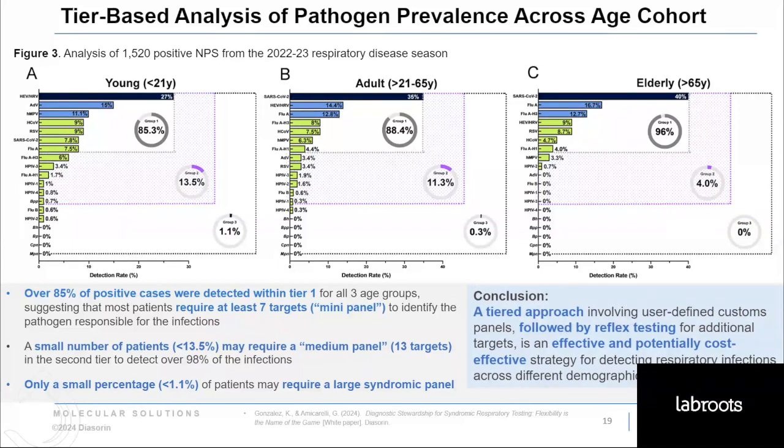additional targets in that second and third tier to capture the less common infections that may account for less than 50% of the cases. So it's kind of like a tiered approach that combines user-defined custom panels followed by reflex testing for additional targets, and it can actually be an effective and potentially cost-effective strategy for identifying the respiratory infections in these different demographics.